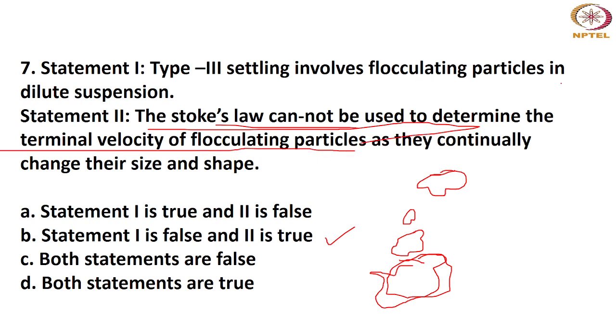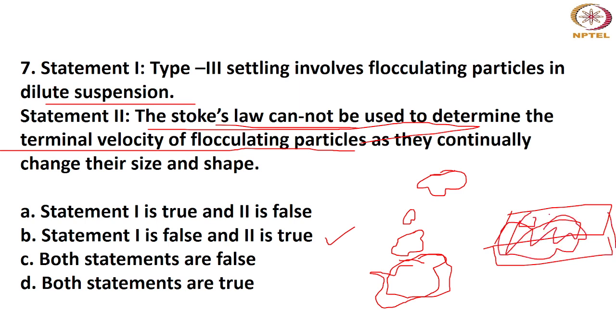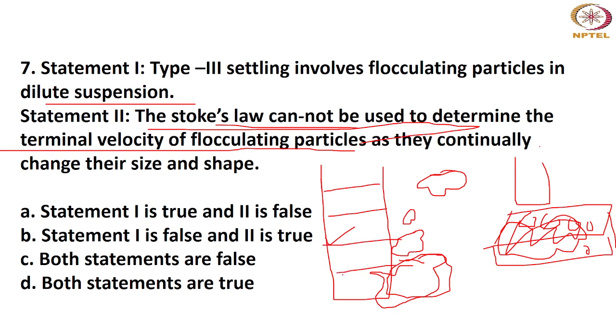And in case of type 3, this is not in dilute suspension. It is like a thick blanket coming down, where all the particles are here. Suppose this is my measuring column. This is my type 4, this is my type 3, coming as a blanket, and this is the diluted or type 1. So this is not type 3, it should be type 1, right? In case of dilute suspension.